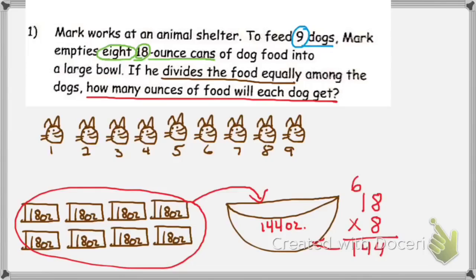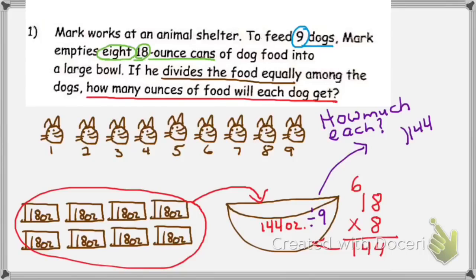Okay, I know the total amount of food. Now I have to see how that food is going to feed all those dogs. How much will each dog get? Well, I know I have 144 ounces, and I have to divide that up amongst 9 dogs. So I'll say the 144 in the bowl divided by 9. Let's go ahead and write that in a division box, because I don't know that fact by heart. Right up here, 144 divided by 9.